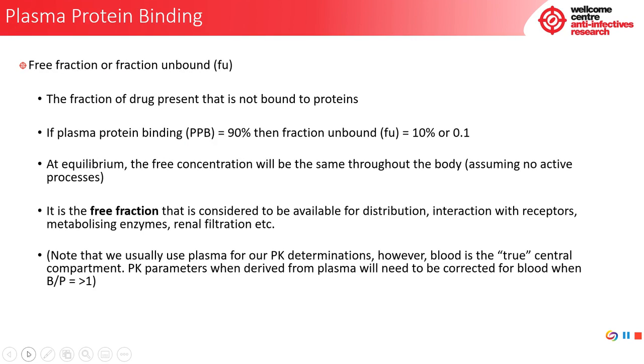Plasma protein binding. The free fraction or the fraction unbound, Fu, is the fraction of the drug present that is not bound to proteins. If plasma protein binding, PPB, was 90%, then the fraction unbound Fu is 10% as a percentage or 0.1 as a fraction. At equilibrium, the free concentration will be the same throughout the body, assuming no active process.